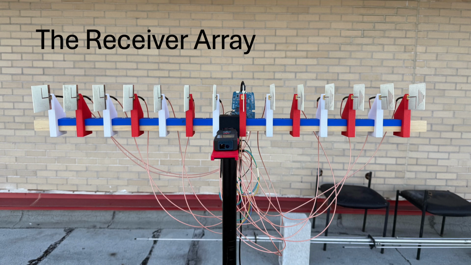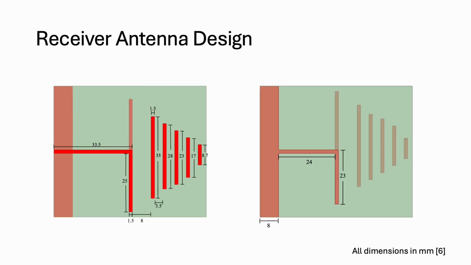So this is a picture of the receive array. We have our 14 antennas and our 3D printed structure that holds it all together. Our antennas are modified Yagi-Uda antennas. They basically consist of a dipole and 5 directors along with a reflector backend.